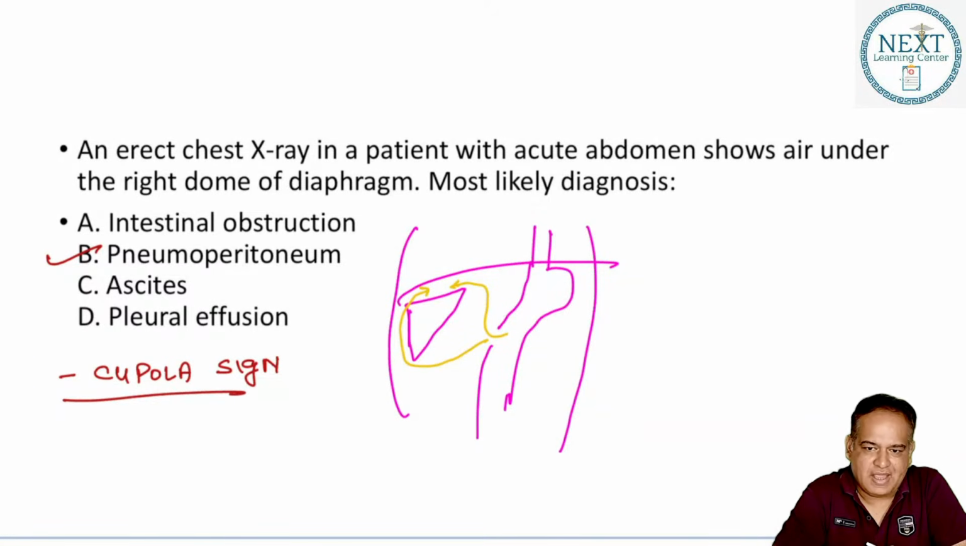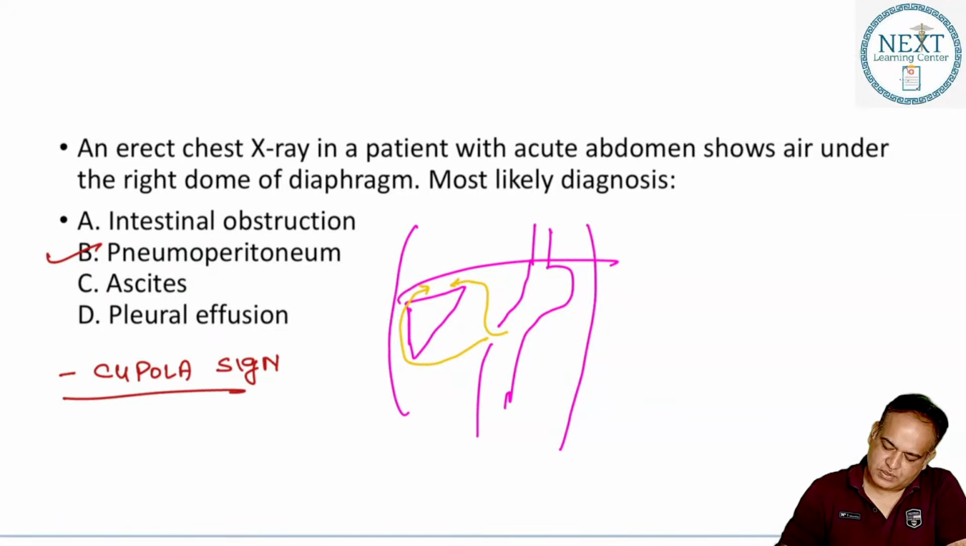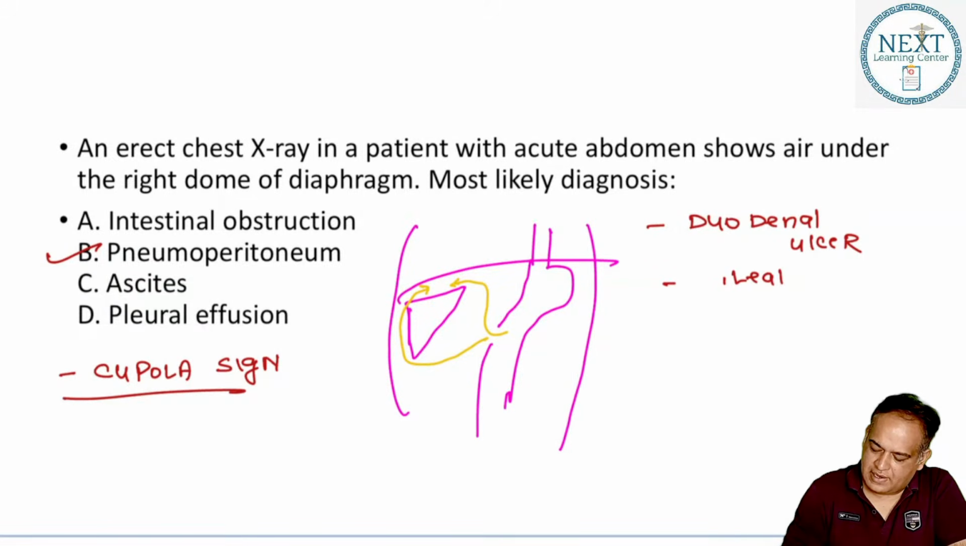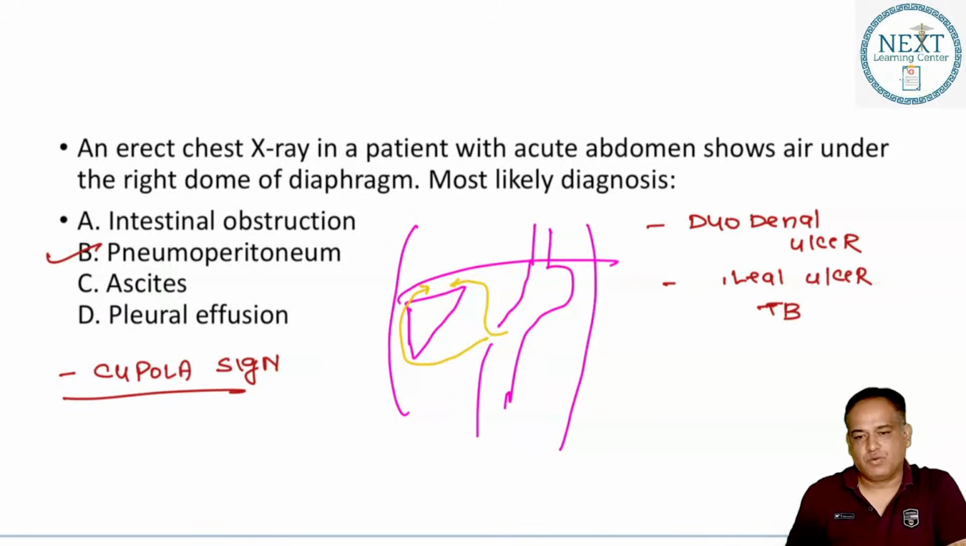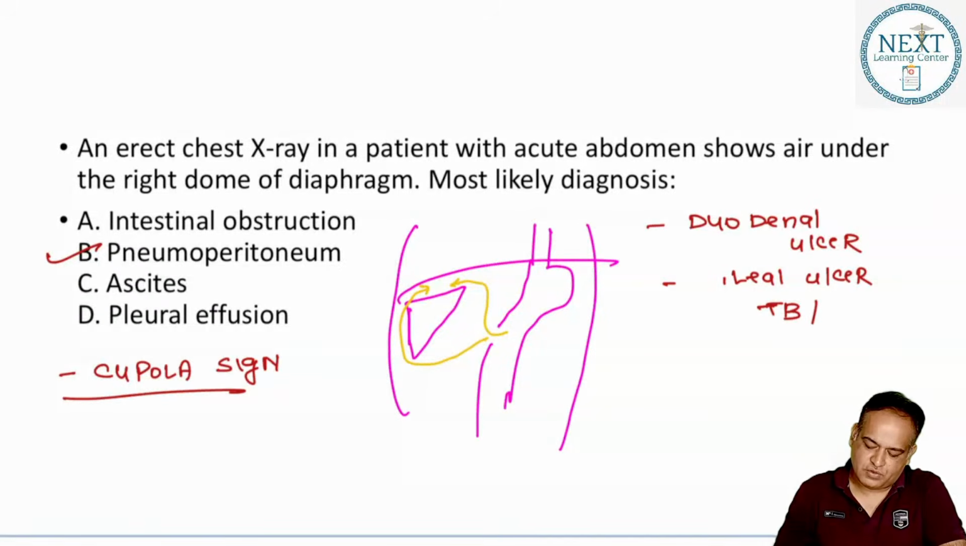Pneumoperitoneum, free air, right? So this could be due to duodenal ulcer rupture. This could be due to ileal ulcer rupture. This is seen in tuberculosis. This could be seen in typhoid.